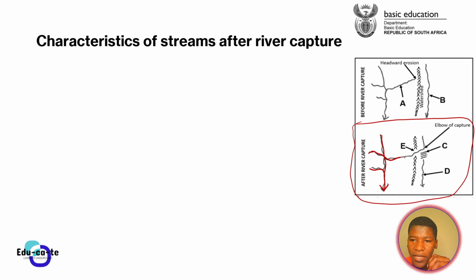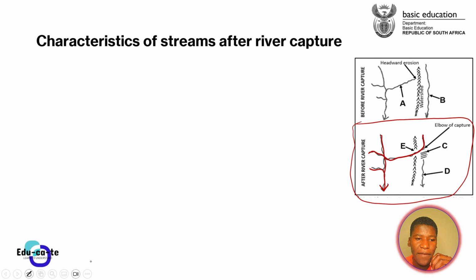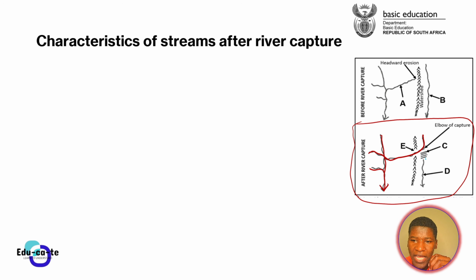So this is our captor stream. It has stolen the waters of the captured stream. And then we have here our misfit stream. This is a misfit stream. So this is a captured stream. This is our captured.